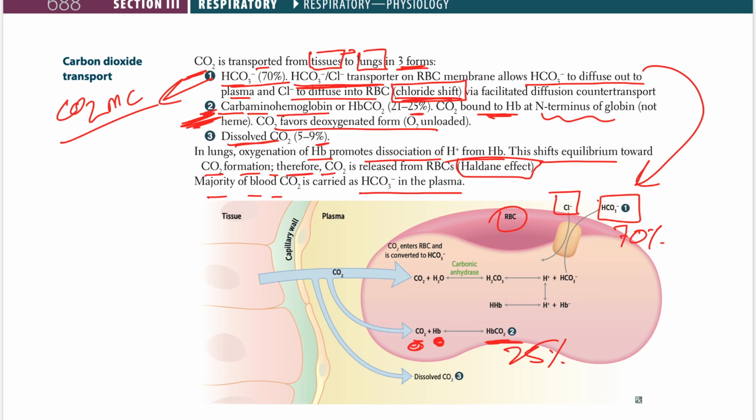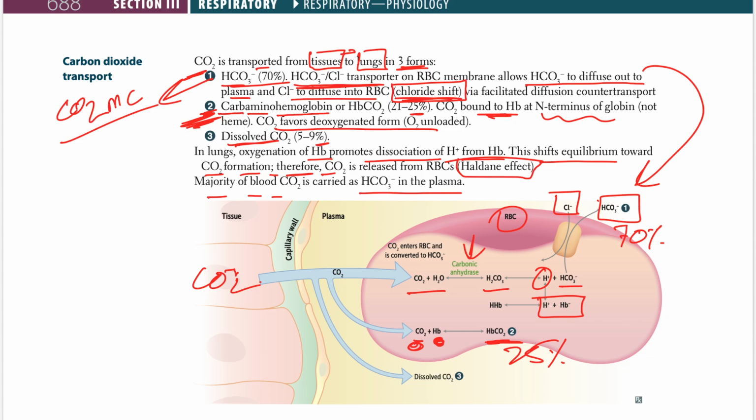So if you look here in the tissues, we have CO2 that goes through the capillary wall from plasma into the RBC, binds water through an enzyme known as carbonic anhydrase, forms H2CO3, that is going to form hydrogen plus bicarb. Bicarb goes out. That hydrogen ion then binds to the Hb negative. What do we mean by Hb negative? Well, Hb minus basically means it's a deoxygenated hemoglobin. So it binds to the deoxygenated hemoglobin, forms HHb.